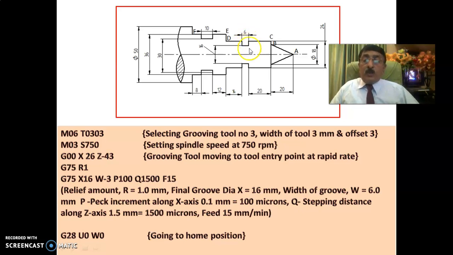Now once you do this, you see here, this has been done. P100, Q1500, feed is 15. Throughout, the feed will be 15 mm. The groove has been cut to a width of 6 mm, and the final depth is X16, that is, it cuts up to 16. Once it has done that, it goes to the home position.